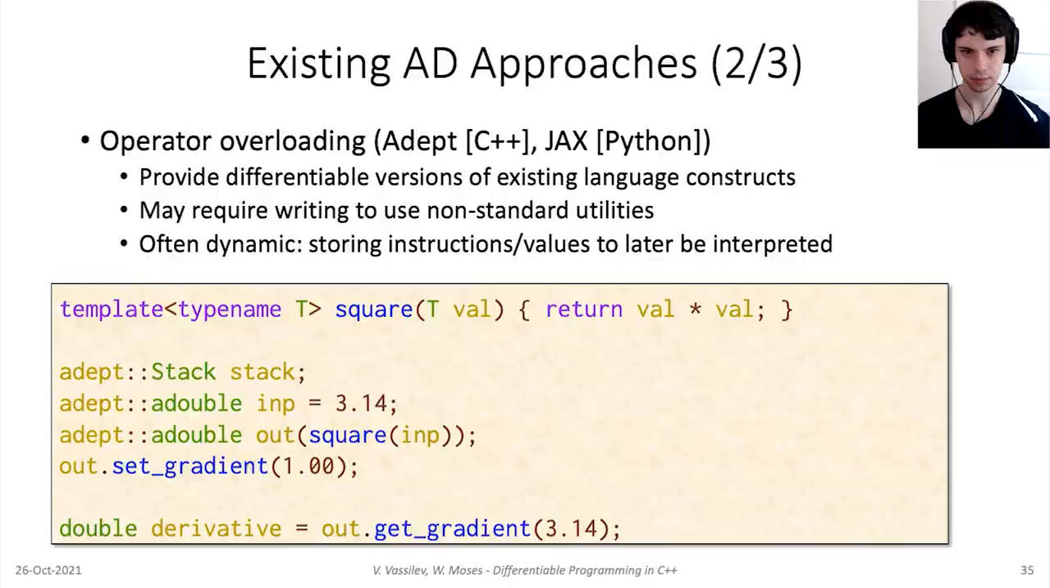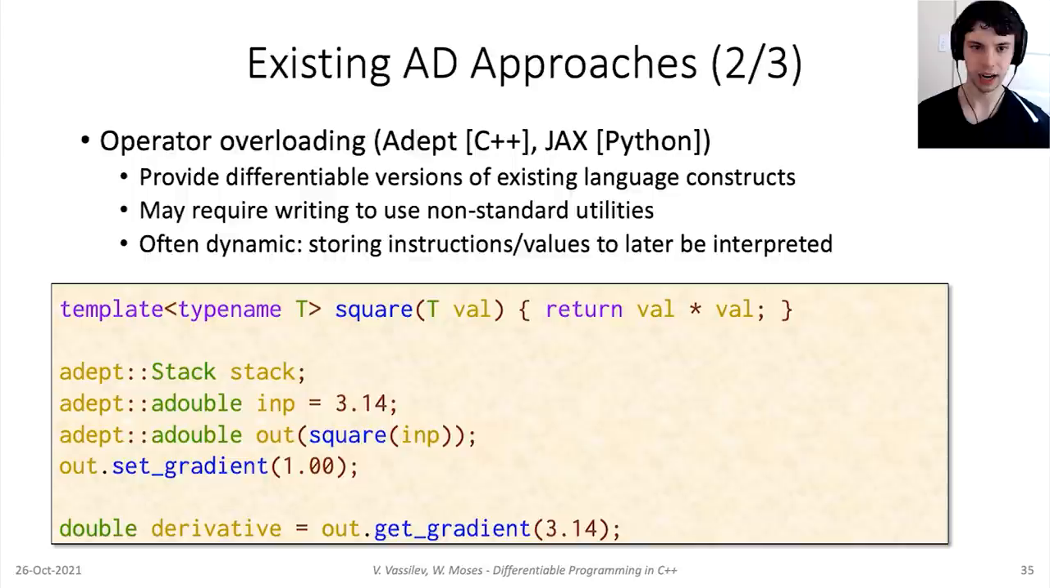The second common approach will be beloved by a lot of folks in the C++ community, which is operator overloading. Inside of C++, we have this tool called Adept. Inside of Python, we have a tool called JAX, where effectively what we say is, let's create differentiable versions of some existing language constructs. Now, this is nicer than the previous DSL approach, where you have to rewrite literally everything. If you have something that's nicely abstracted away around those language constructs, then you can take advantage of it immediately.